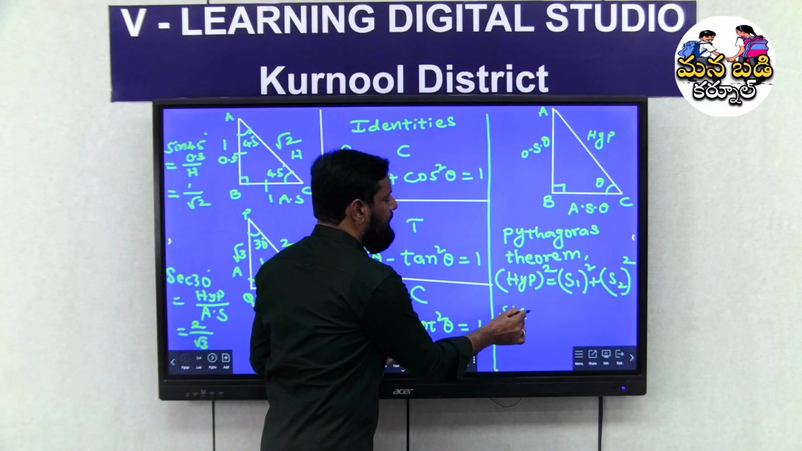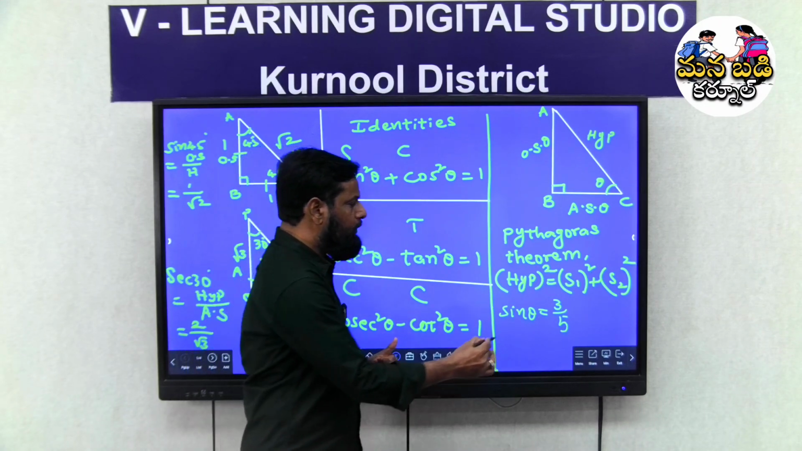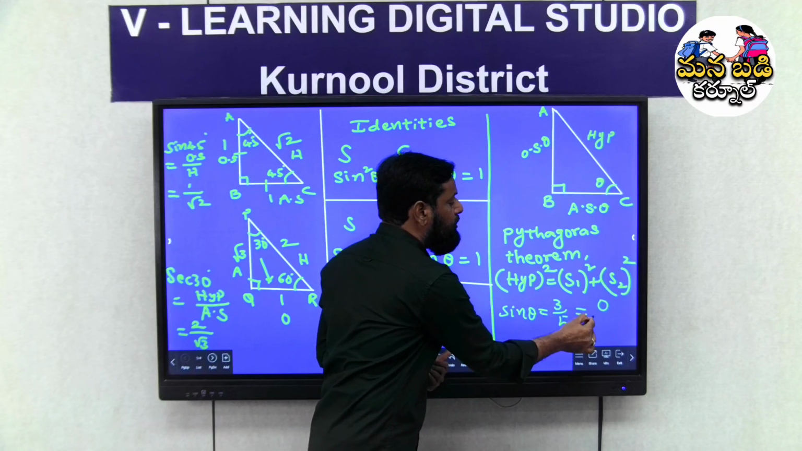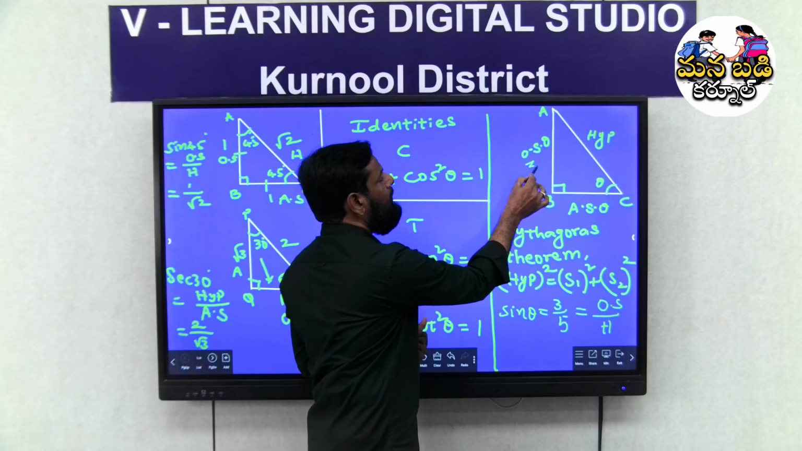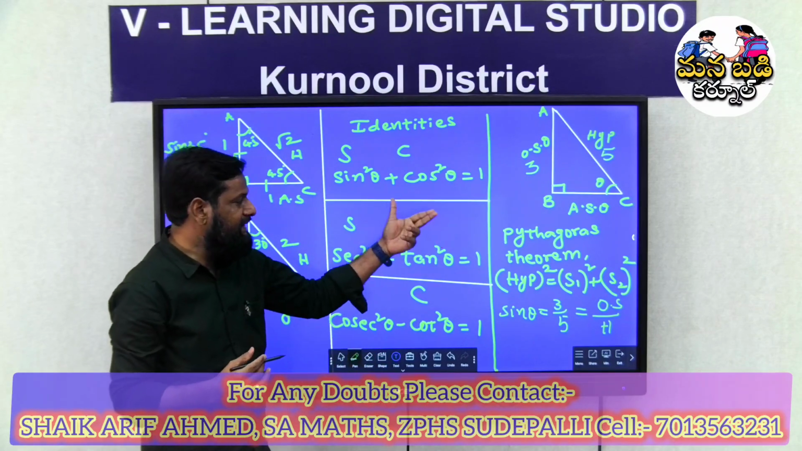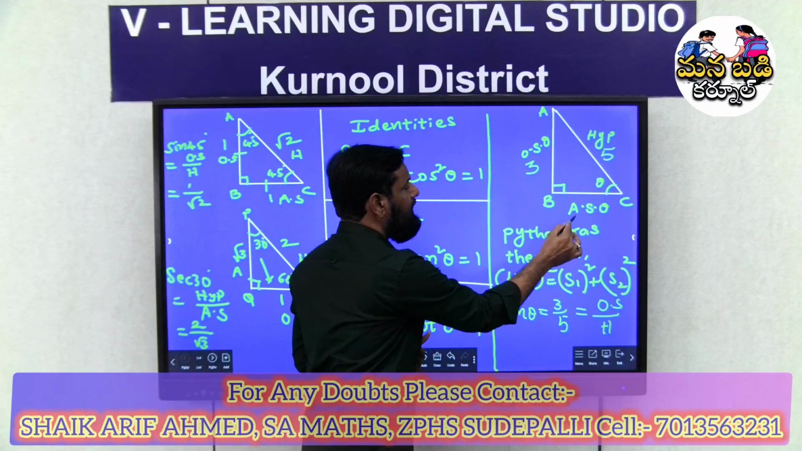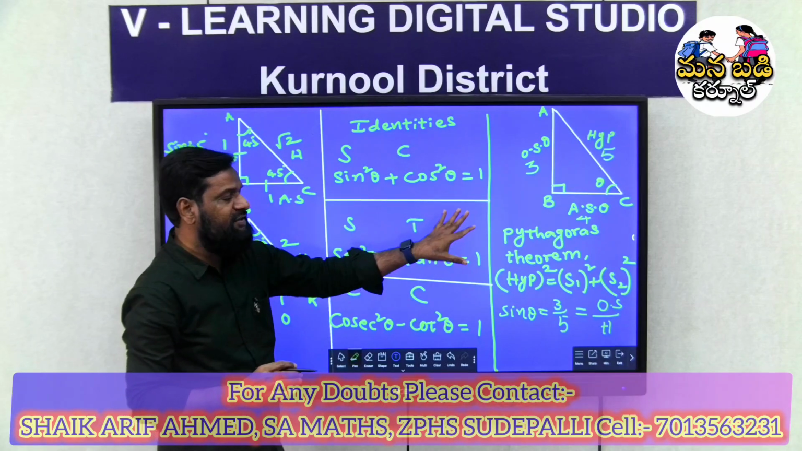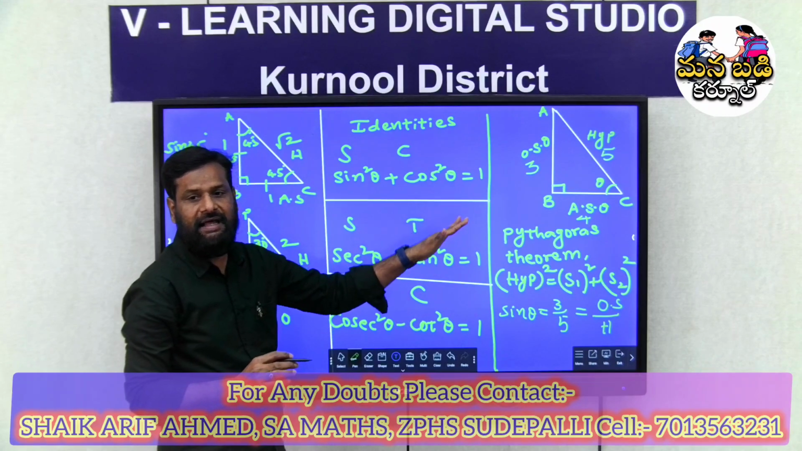Suppose sin theta is equal to 3 by 5. We have to write the actual ratios. What is sin theta? It is the ratio of opposite side and hypotenuse. That means in this triangle, we know the opposite side and we know the hypotenuse. Using Pythagoras theorem, we will find the third side. After finding the third side, we will get it is 4. Then we can write the remaining ratios. So this is the procedure of finding the third side using Pythagoras theorem as well as writing the remaining ratios.